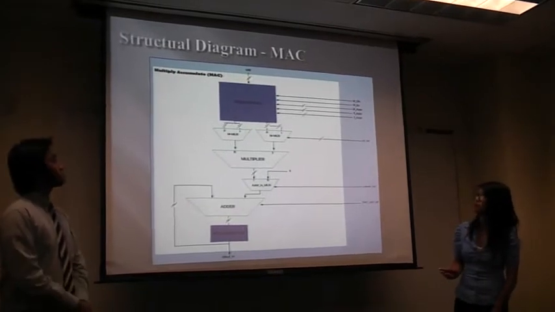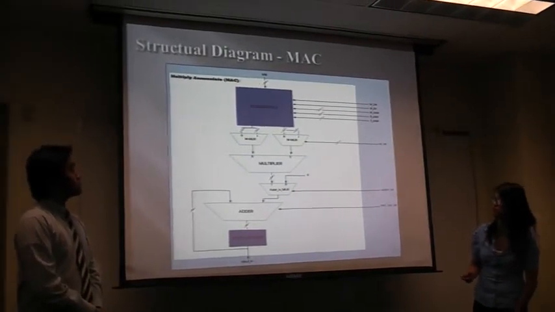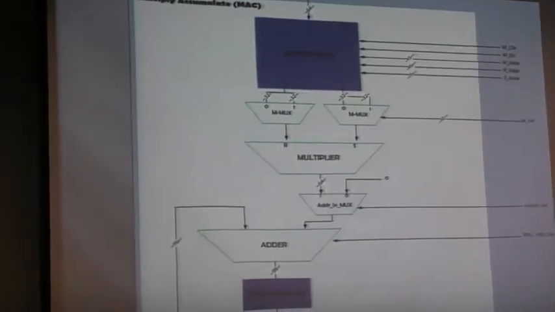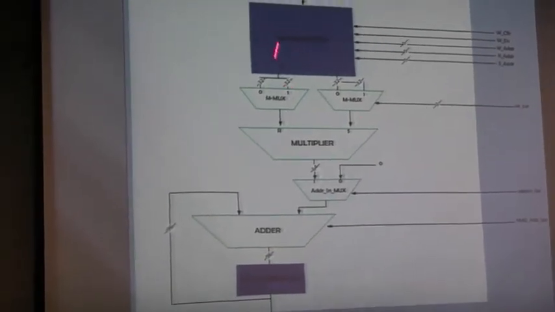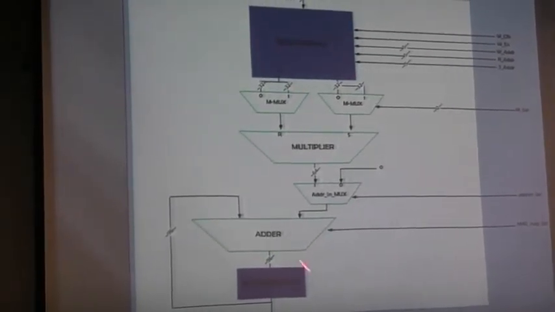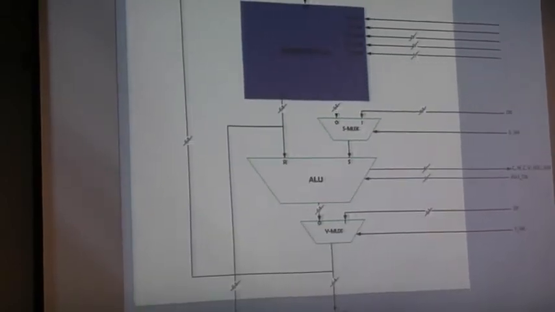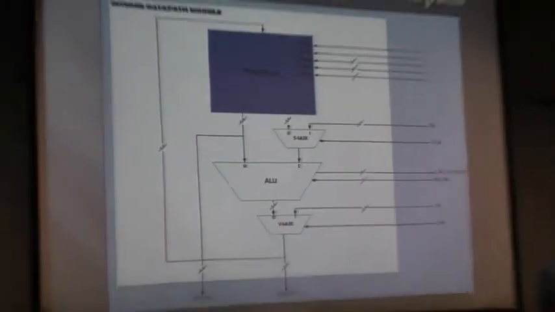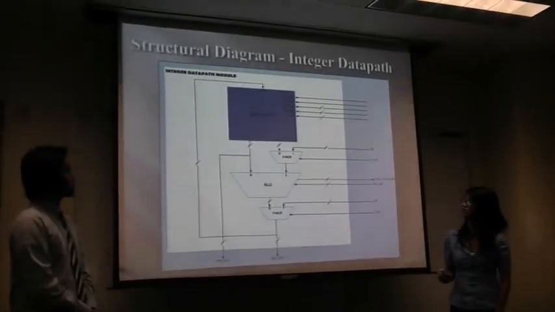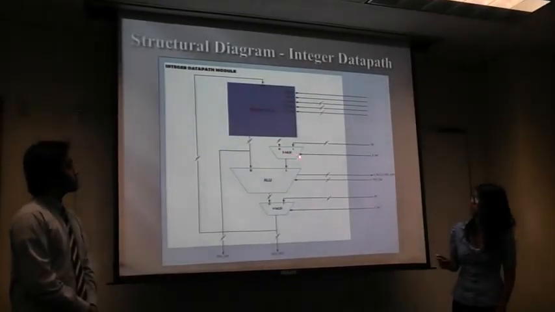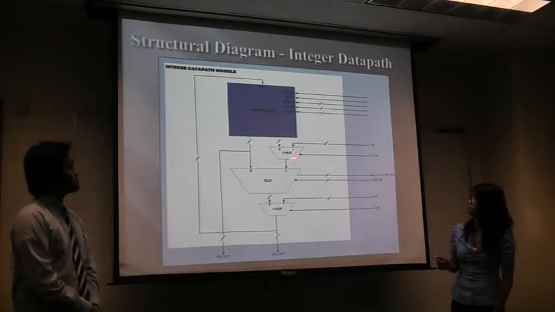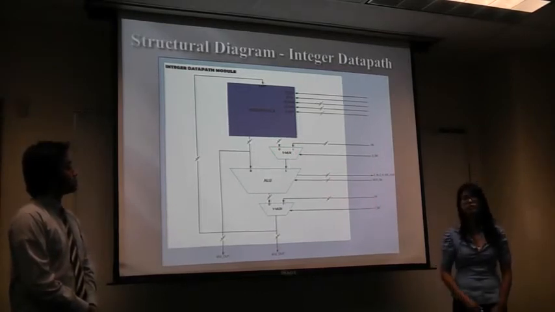And this is our MAC. We're just going to go over a quick overview of it. Josh will go into more detail in a few minutes. It consists of a register file, a multiplier, an adder, and an accumulator. Our integer data path is basically just like our floating point except it deals with integer numbers. So register file, we have a mux, ALU, and then this also gets a value from the read buff in the PIU.